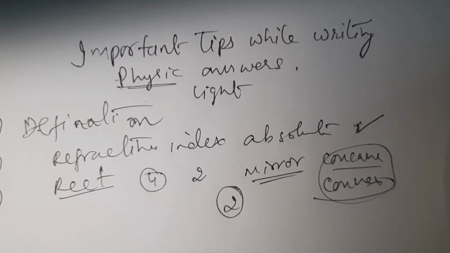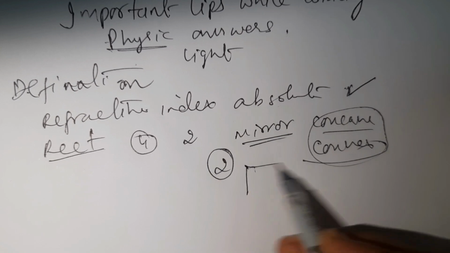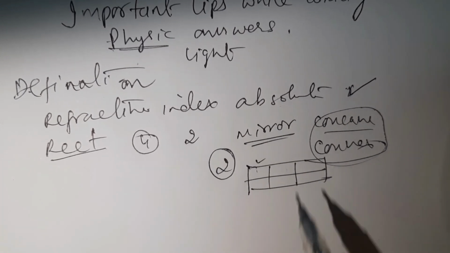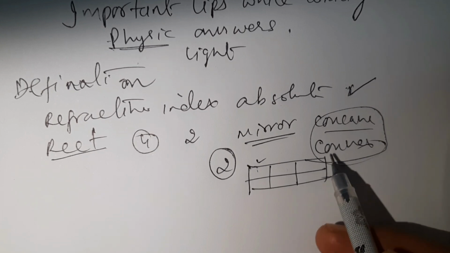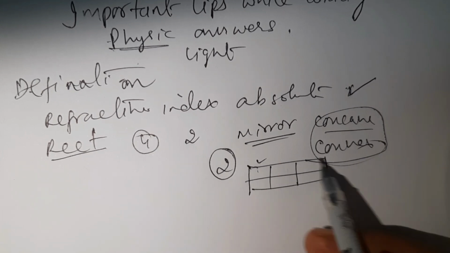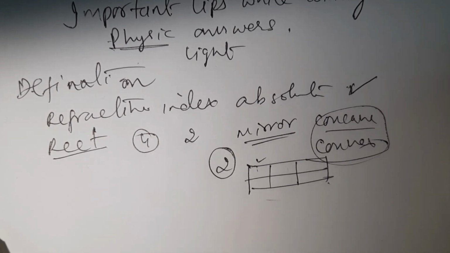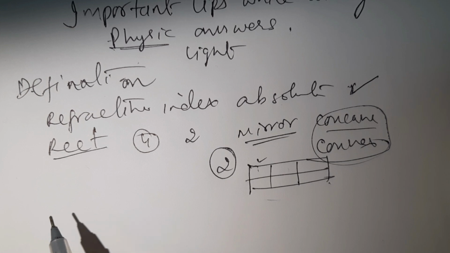Then the next, while writing a ray diagram, give the conditions in a tabular form, like position of the object, position and nature of the image. All those represent in the tabular form. Then the next important question of this chapter, difference between real and virtual image.